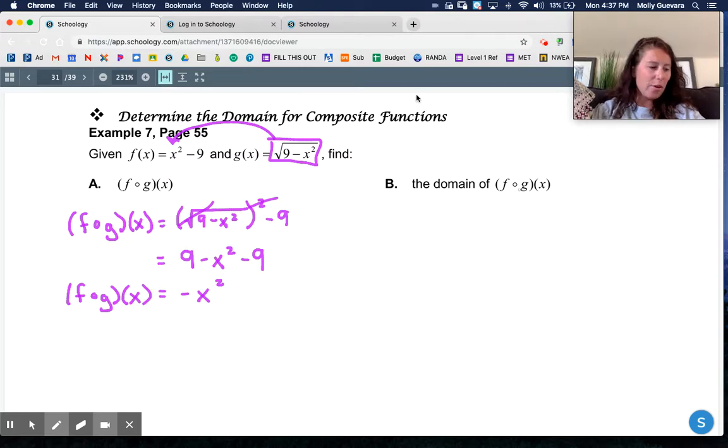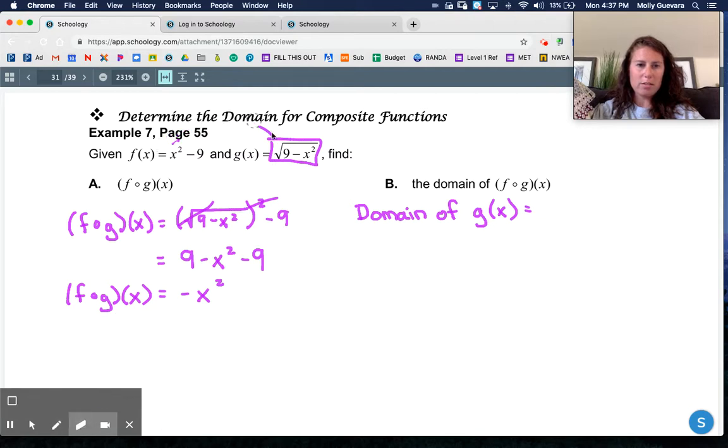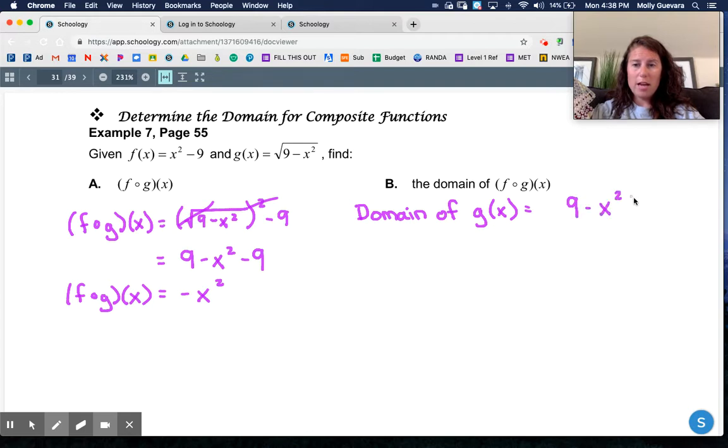Okay, now I want to find the domain. So the first thing I have to find is the domain of g. Okay, and the equation here for g, and I'm going to erase this now so we can look at g fully. Looking at g, I cannot have a negative under the square root. I can have anything from 0 or bigger, but no negative, right? So 9 minus x squared has to be greater than or equal to 0 because I cannot have any negative numbers under a square root.